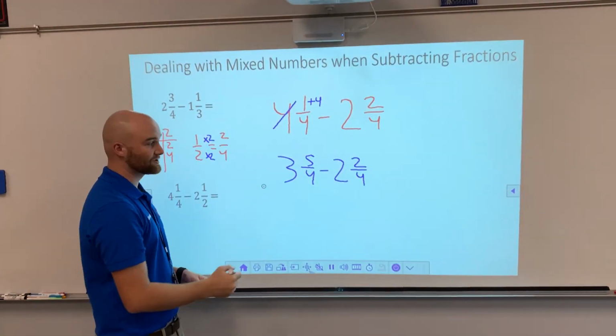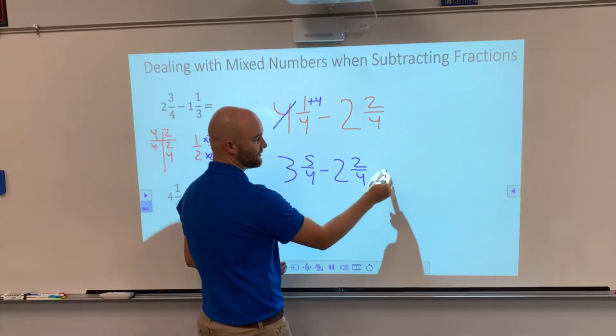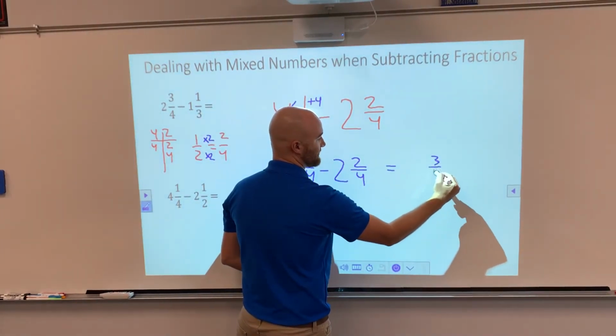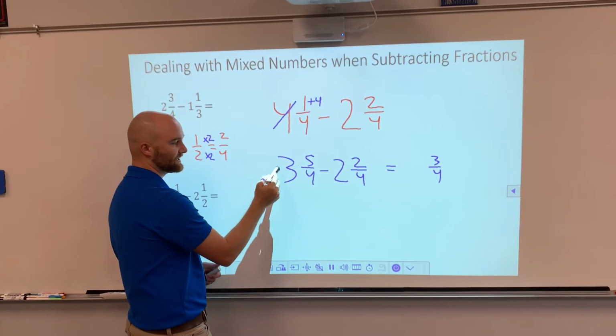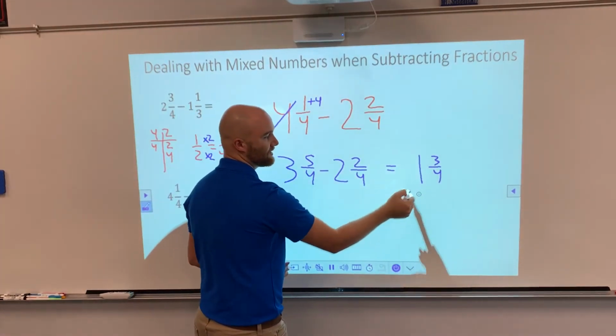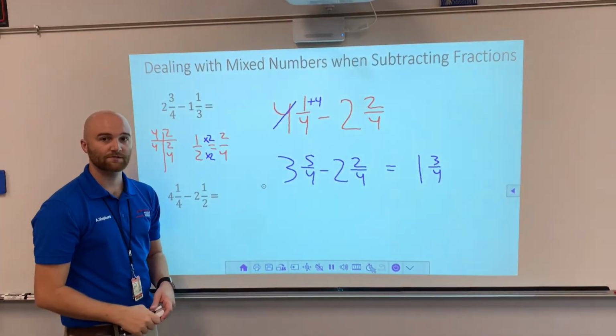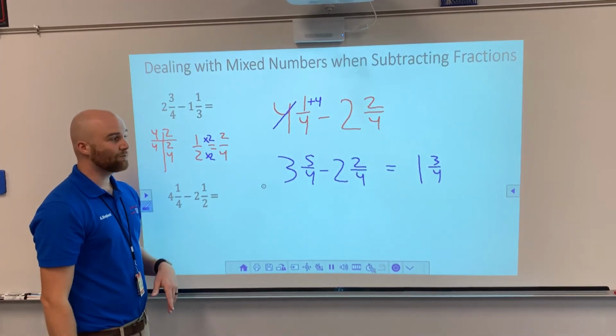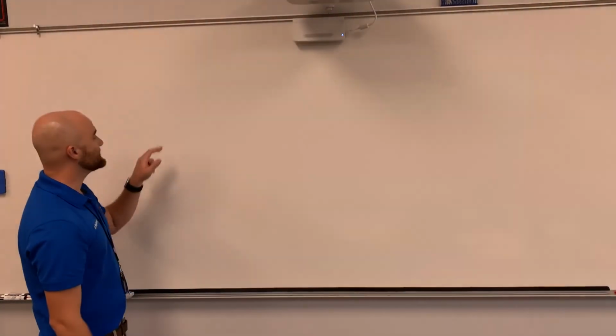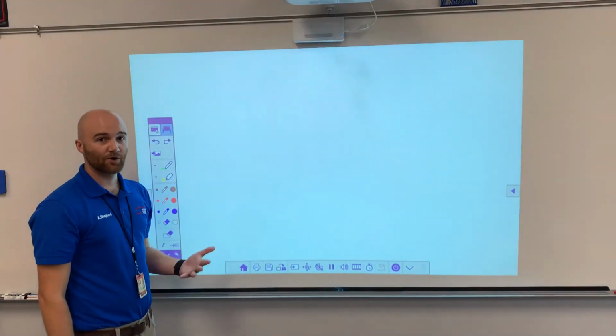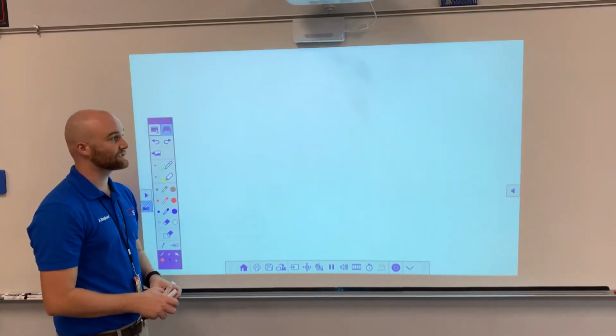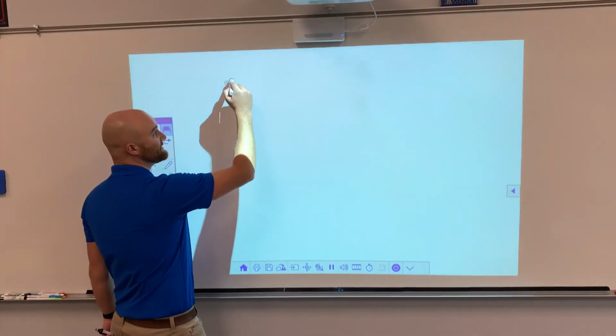Now I can do the fractions first. 5/4 minus 2/4 gives us 3/4. Then I can do the wholes next. 3 minus 2 gives us 1. 1 and 3/4. Let's look at one more example where we're borrowing, and let's see how we can borrow in order to get some extra stuff. Let's keep it simple this time.